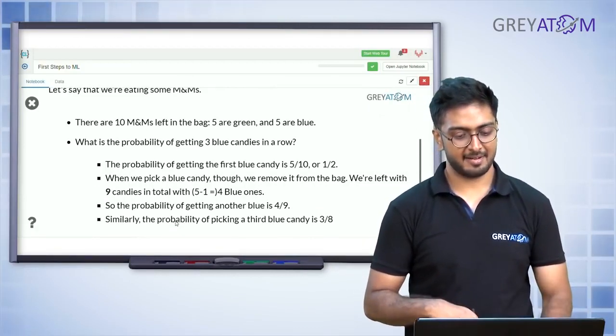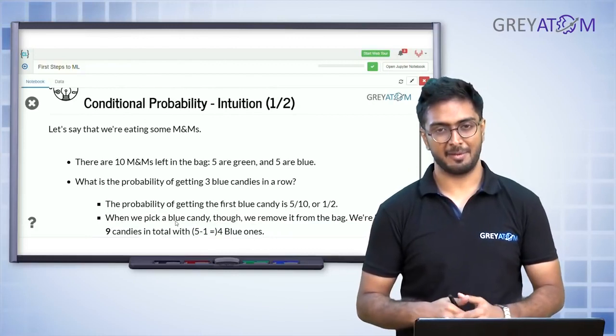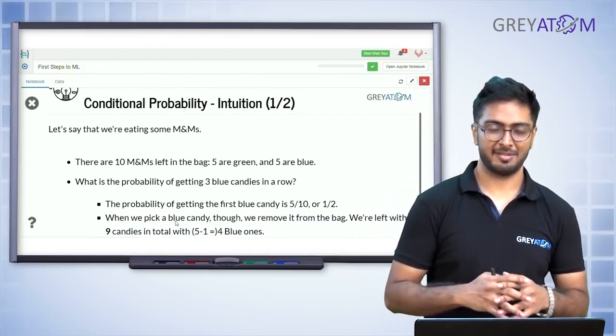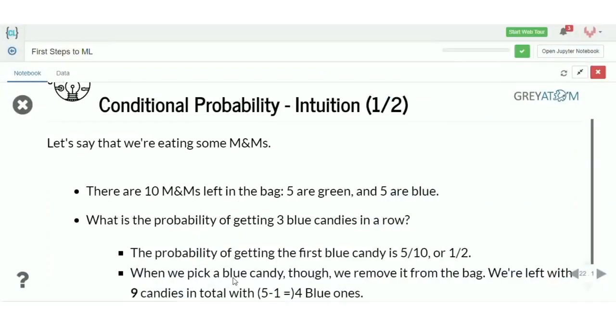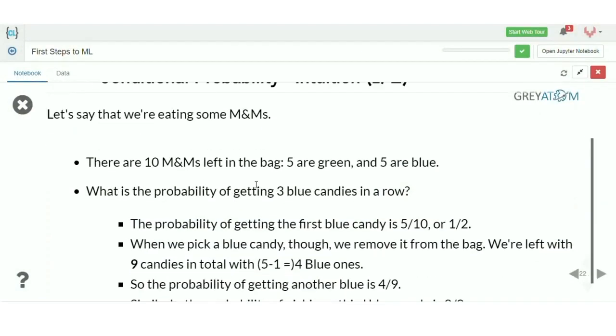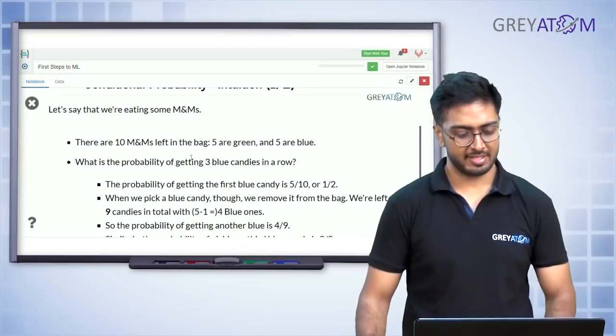So now let's say there's a bag and we are eating M&Ms. I don't know if you're familiar with these chocolates, right? Basically, there are 10 chocolates in the bag, 5 are green, 5 are blue. So what is the probability of getting three blue candies in a row? The probability of getting the first blue is easy. It's 5 out of 10, since there are 5 green and 5 blue.